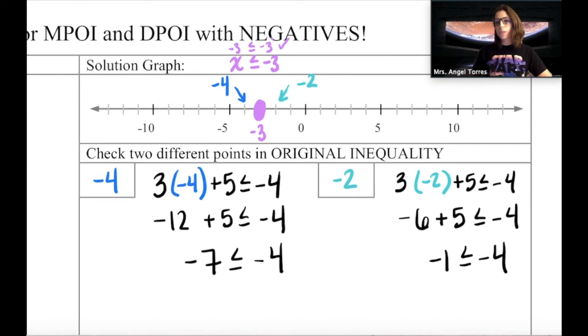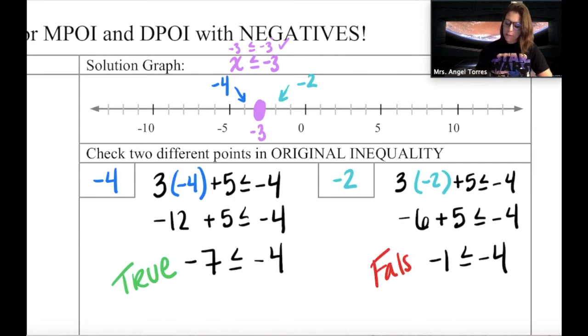So you'll know that you're doing this right if one of your statements is true and the other is false. Is -7 less than or equal to -4? Yes, that would be our true statement, which means hopefully the other one is false. After substituting a -2, is -1 less than or equal to -4? No, that is a false statement.